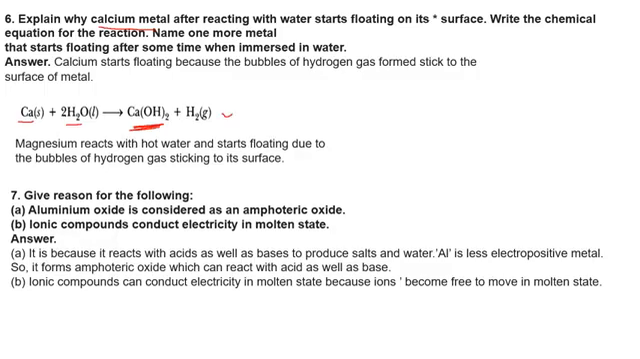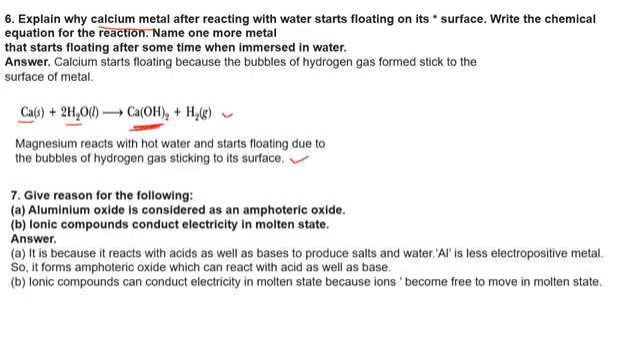Only for iron, zinc and aluminum, in that case you write oxides of that metal, that is aluminum oxide, iron oxide and zinc oxide. Whereas calcium, sodium and potassium, when they react with water, form the respective hydroxides. Now magnesium reacts with hot water and starts floating because the bubbles of hydrogen gas stick to it. So other than calcium, magnesium also floats. Coming to the next question, number 7. Give reason for the following.